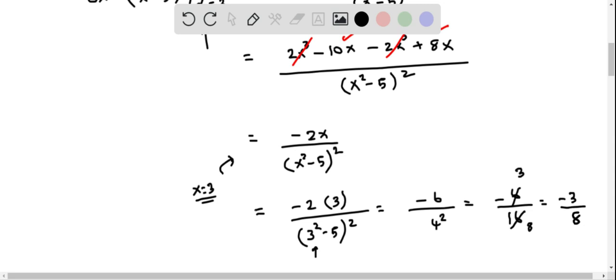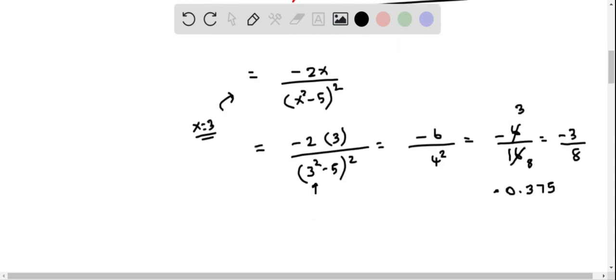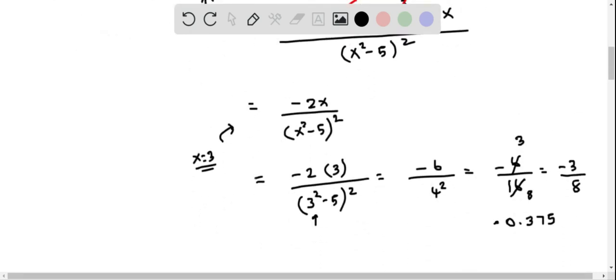Or if we plug this into the calculator, we get 3 by 8 is 0.375, and this is a negative quantity, so we put a negative 0.375. So therefore the derivative of this expression is negative 3 by 8, or in terms of decimal it is negative 0.375. This is a negative quantity.